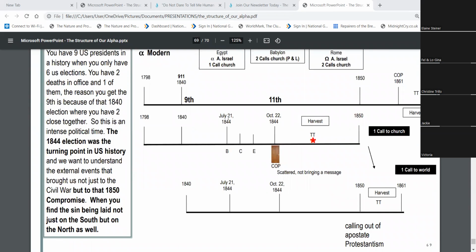You have 9 United States presidents in a history when you only have 6 US elections. You have 2 deaths in office, and the reason you get the 9th is because of that 1840 election, where you have 2 close together. So this is an intense political time. The 1840 election was the turning point. The 1844 election was the turning point in US history.